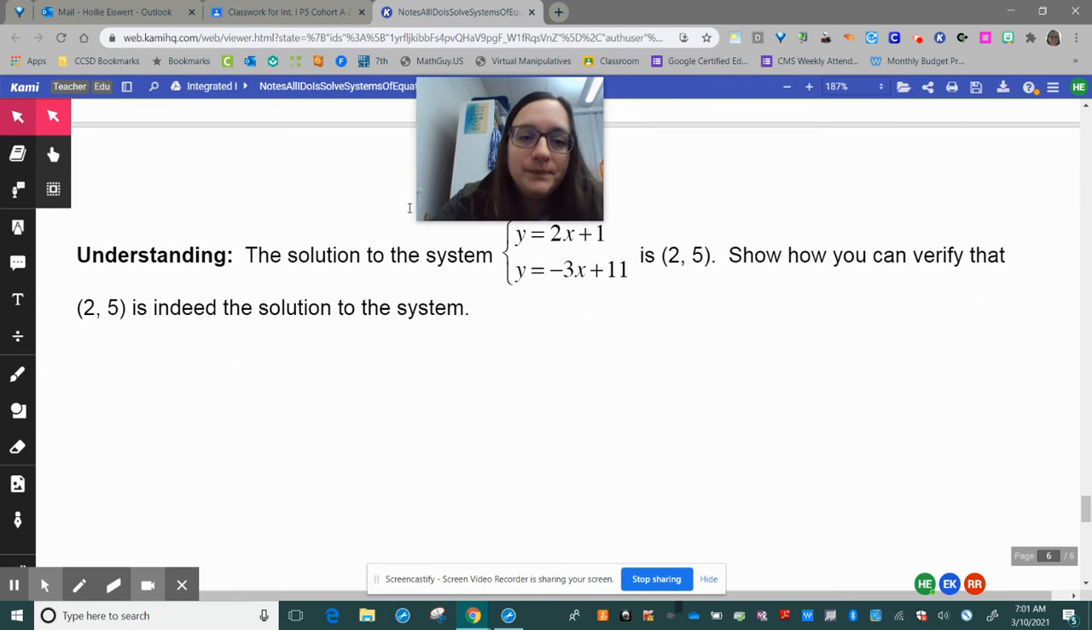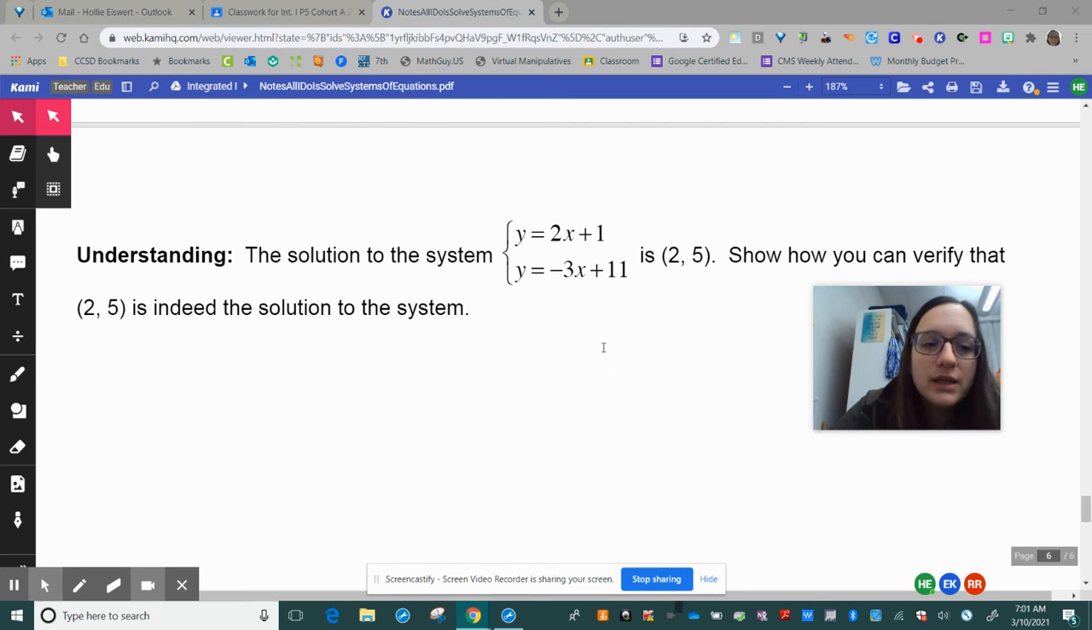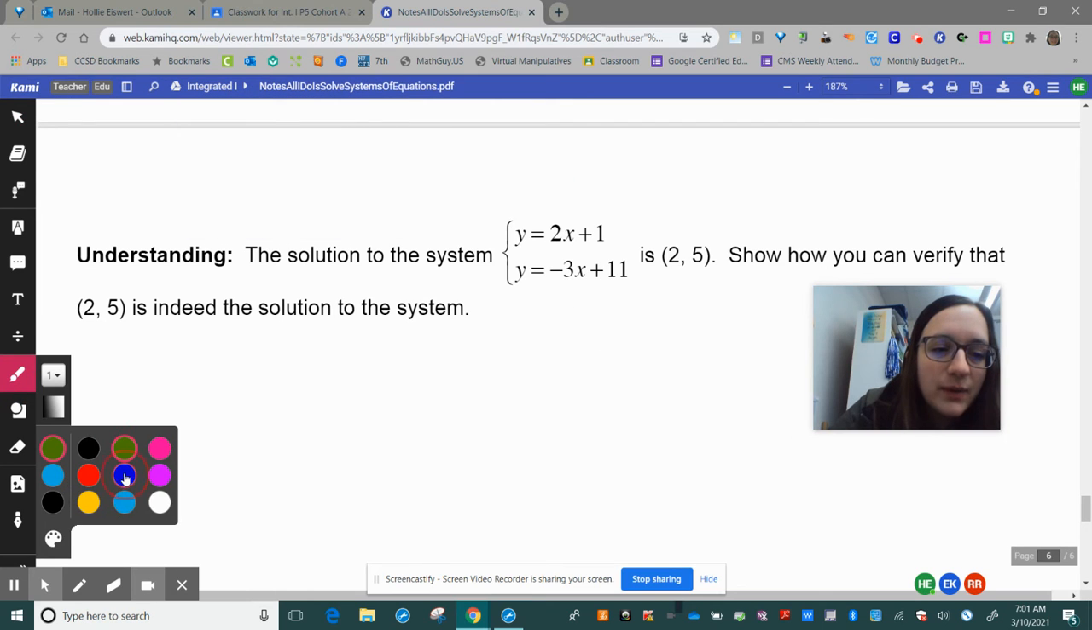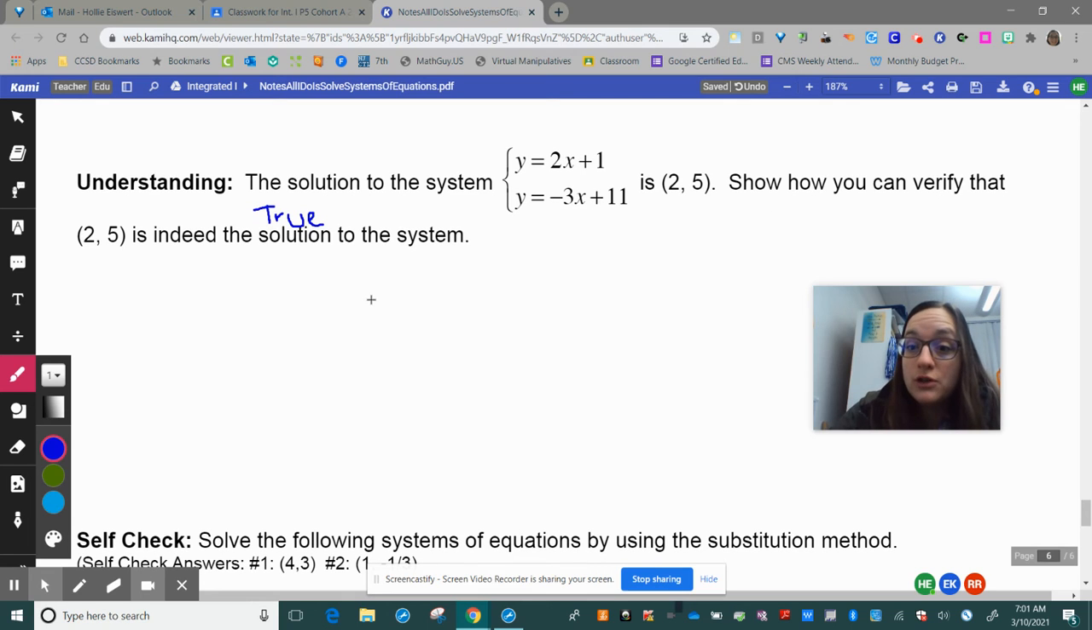All right, so we're going to do the next part, understanding the solution to the system, this system, right? There's our set notation. We have this equation and this equation in our system, is 2, 5. That is quite a claim. Show how you can verify that 2, 5 is indeed the solution to the system. All right, let's provide some evidence here. So if we want it to be a solution, the key is that we are looking for something that will make it true. If it is a solution, it is a true equation. So if we substitute it in, it's going to be a true statement.